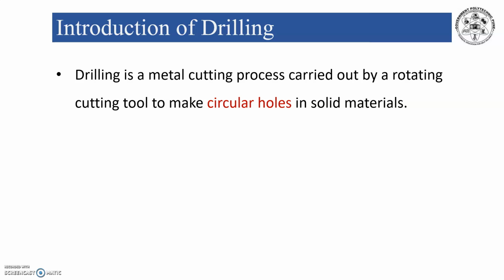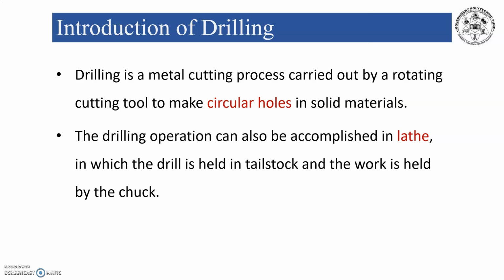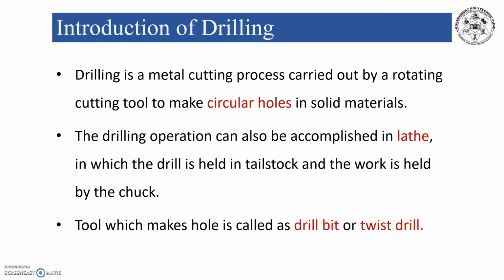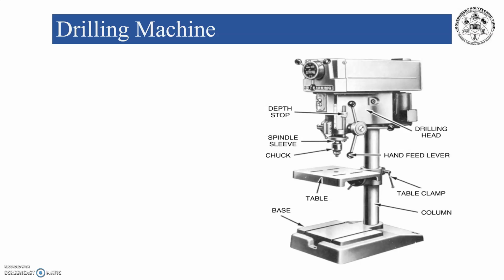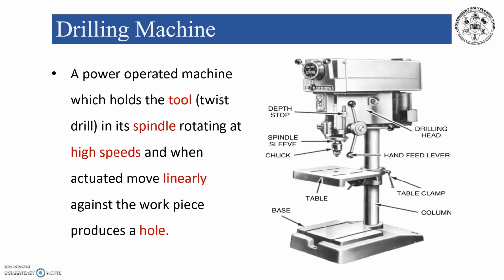What is drilling? Drilling is actually a metal cutting process which is carried out by the rotating cutting tool, and it makes the circular hole in a solid material. This drilling operation can also be done with the help of the lathe machine, in which the drill is held in the tailstock and the workpiece is held in the chuck. The tool which is used for making the hole is called a twist drill, or also the drill bit.